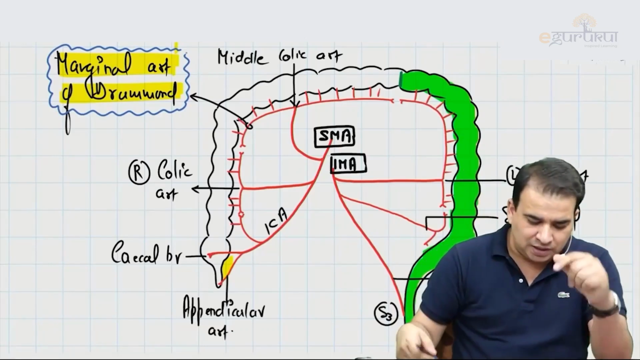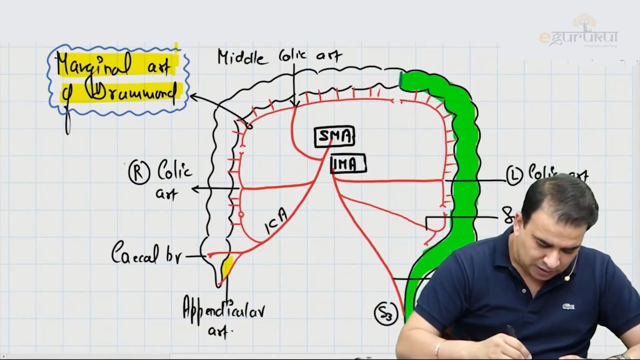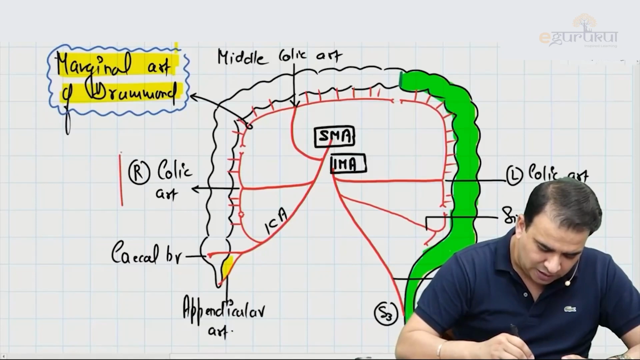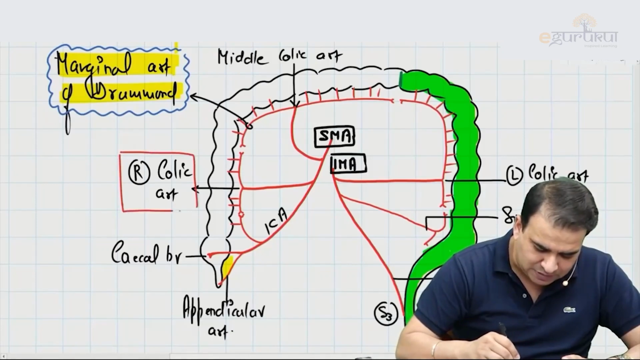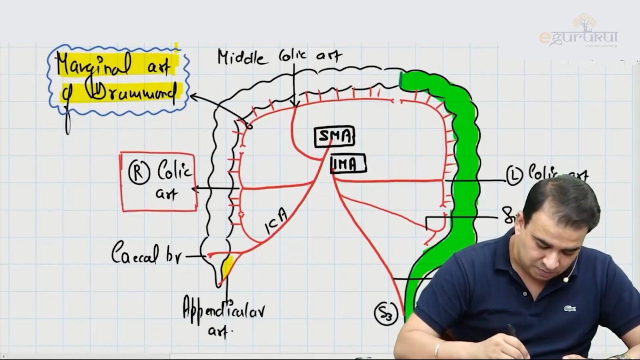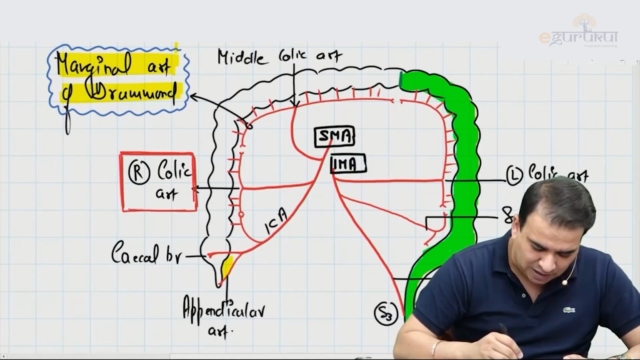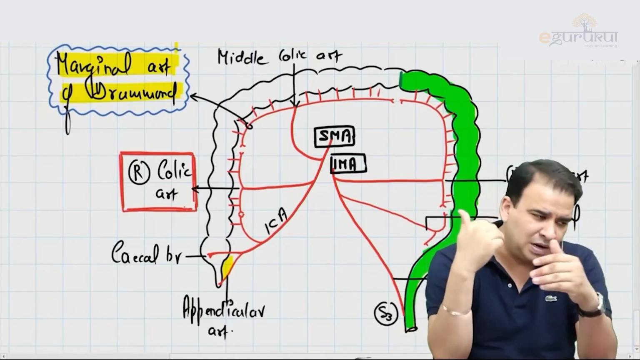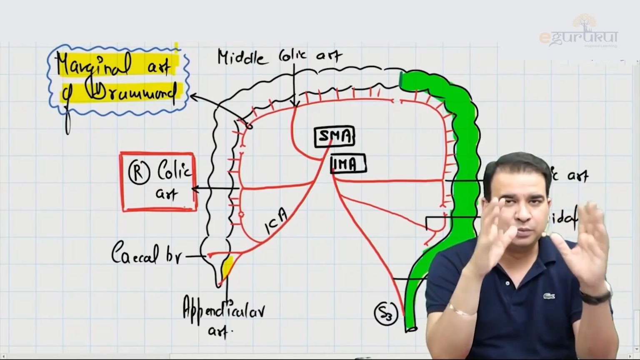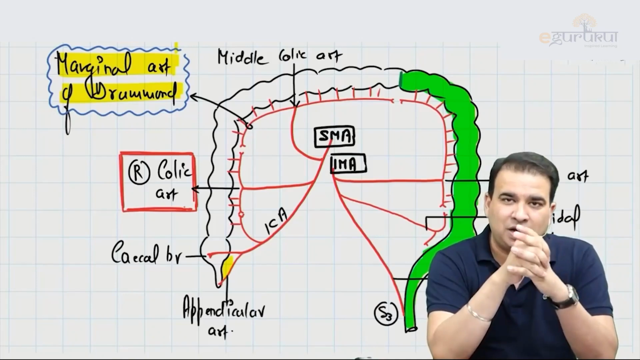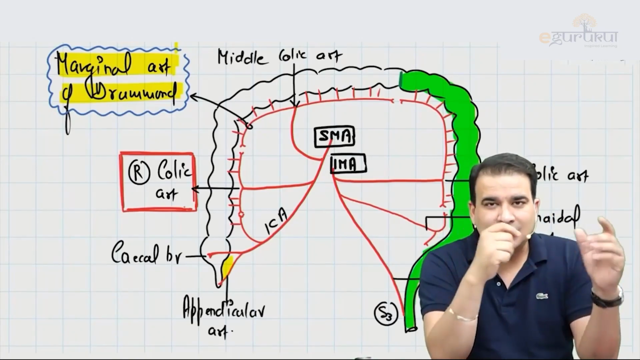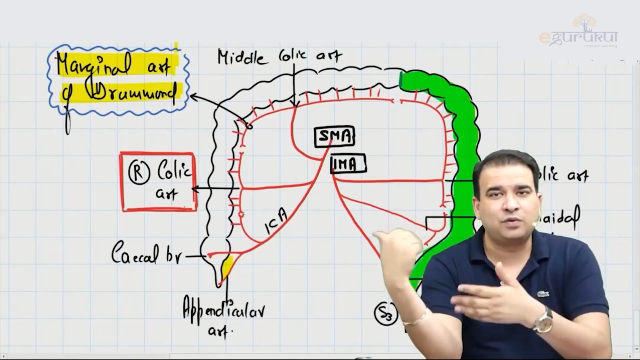Like one question here, and I wanted you to please note it down also. Right colic artery is the most commonly absent artery of the gut. Please note that. The middle colic artery can be absent as well, but the most commonly absent artery of the gut is the right colic artery. And imagine even if the right colic artery is absent, still the ascending colon is supplied. Why? Because of all these marginal arteries.